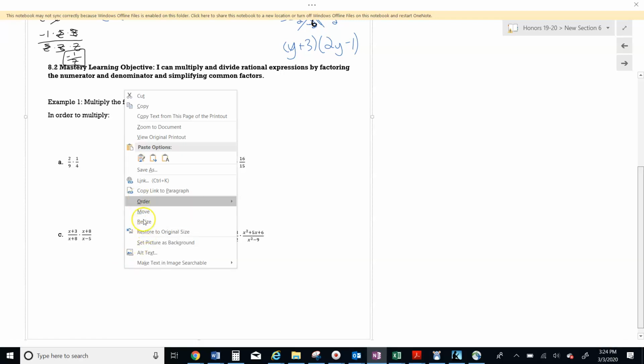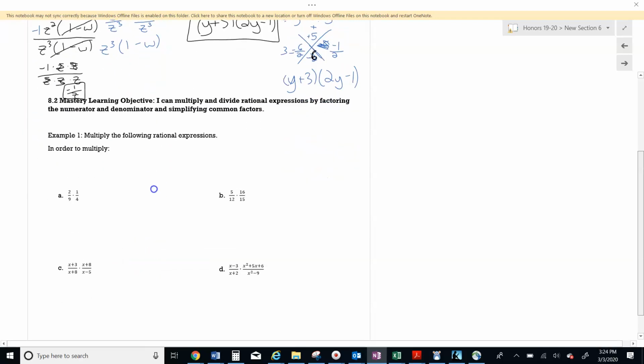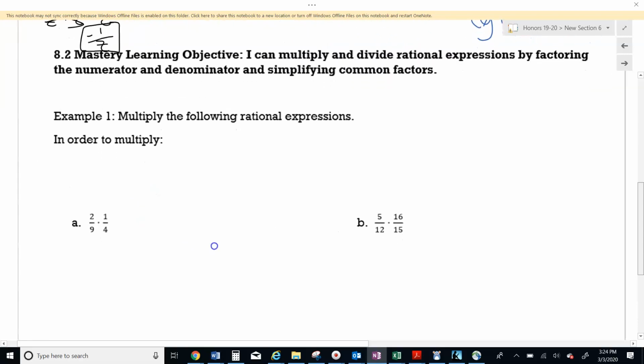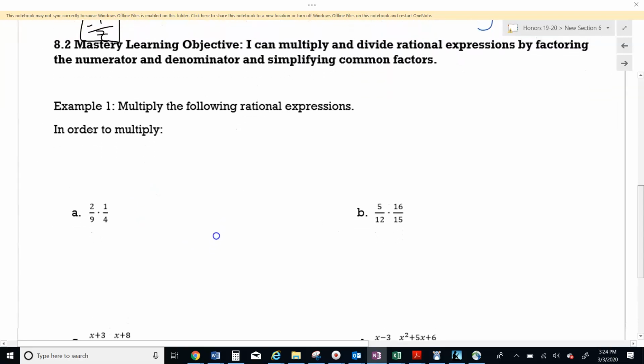All right, now we are looking at 8.2, just continuing on the next page. I can multiply and divide rational expressions by factoring the numerator and denominator and simplifying common factors. So most of multiplying and dividing rational expressions is the same as our simplifying. We should be getting more practice here.